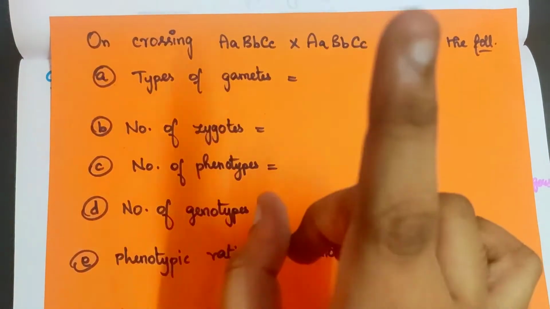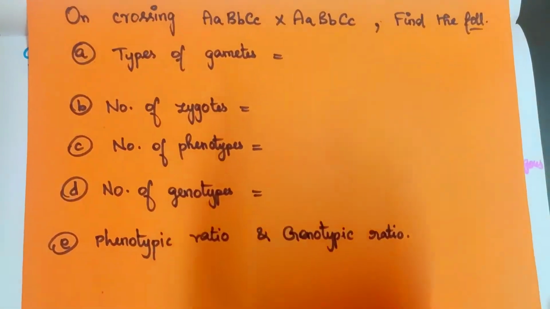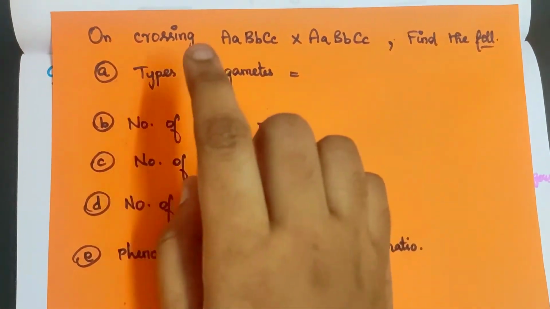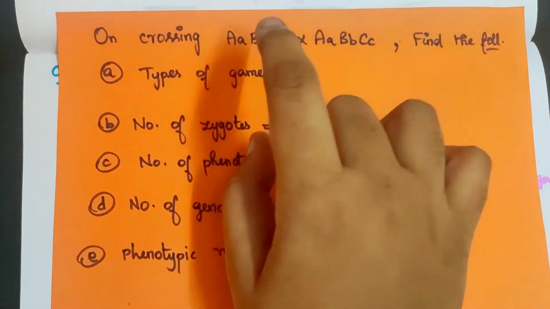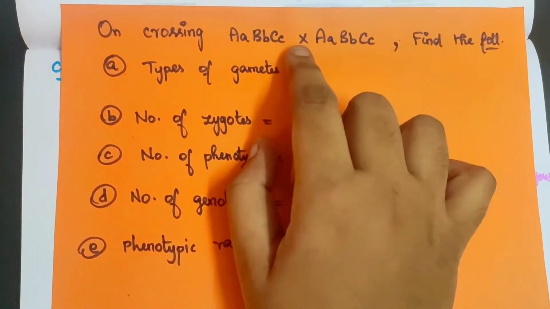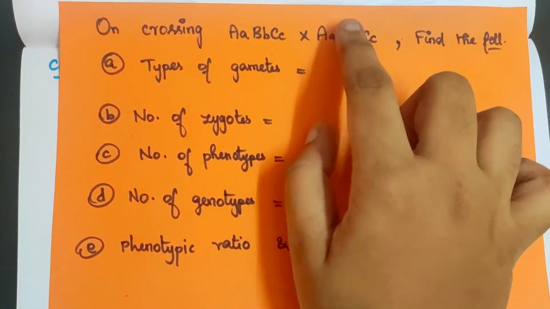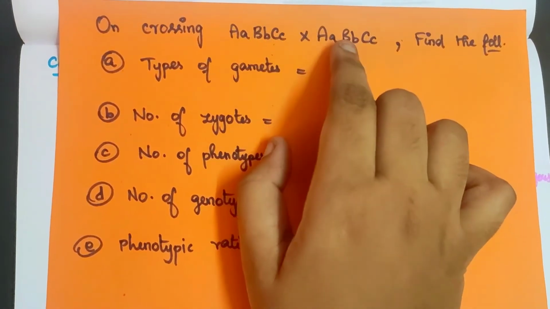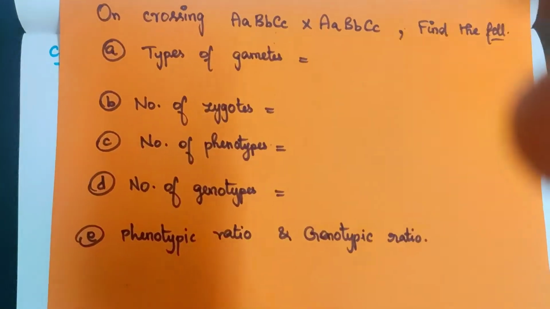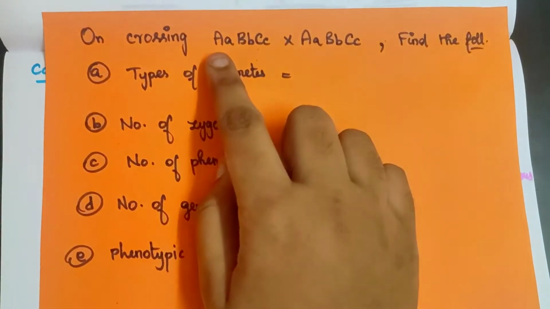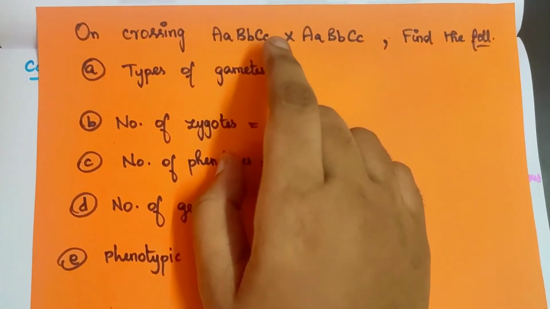Whenever they give you a question like this, you just have to look at the question and what they are doing. They are crossing AA, BB, CC. So they are doing self-crossing. You can understand this. The same thing they are crossing, no? So that is self-crossing among the individuals. Capital A small a, capital B small b, capital C small c.